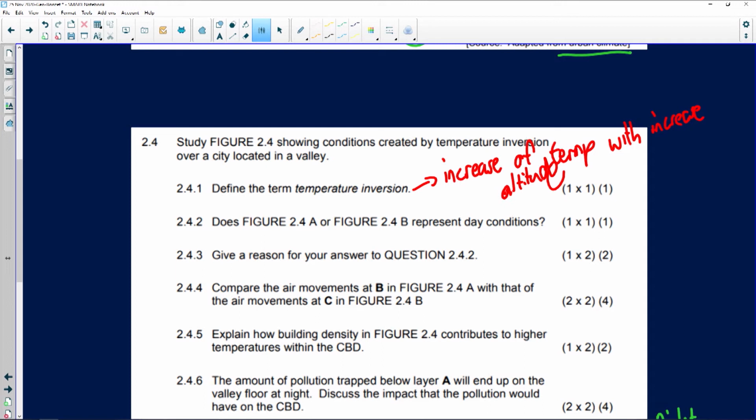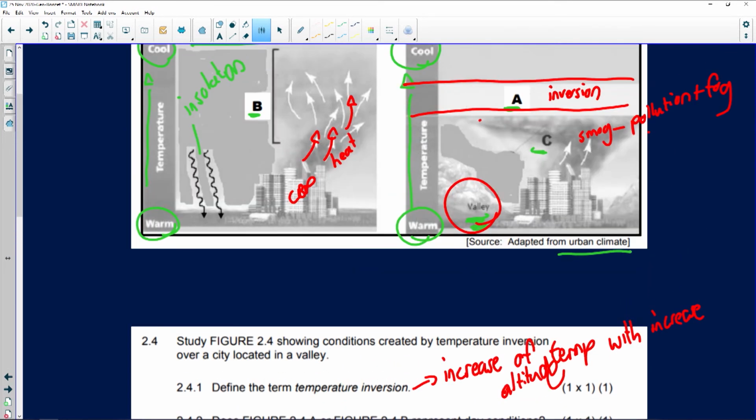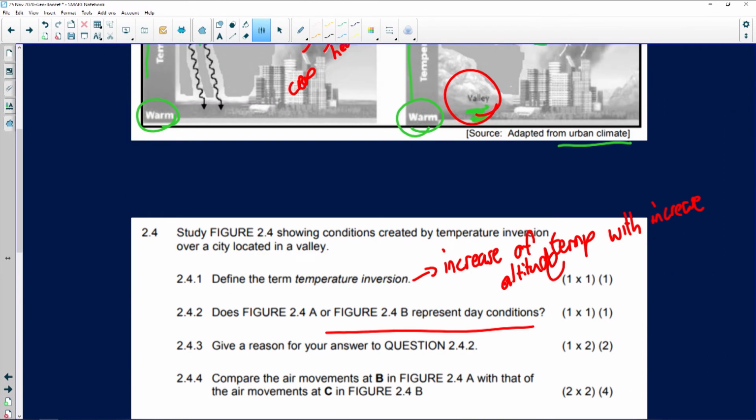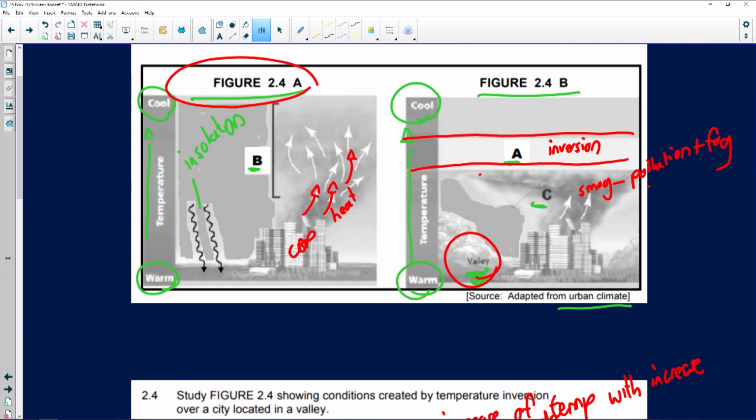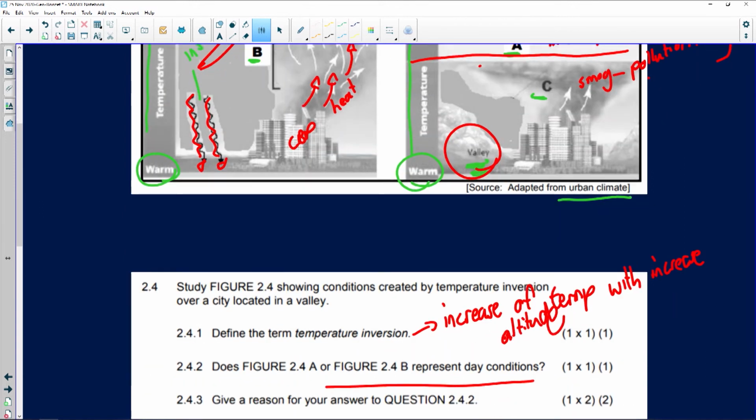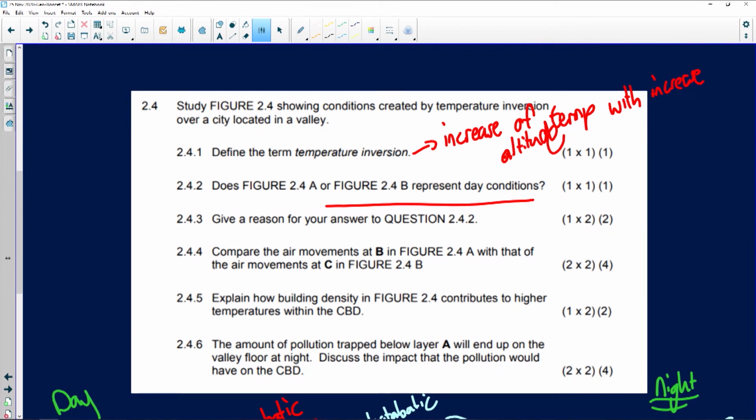Now if you look at question 2.4.2, does figure 2.4a or 2.4b represent day conditions? Definitely 2.4a. Why? Because we can see incoming insulation. Insulation means incoming solar radiation. We can see it, so definitely A. My reason for it is that incoming solar radiation is present.